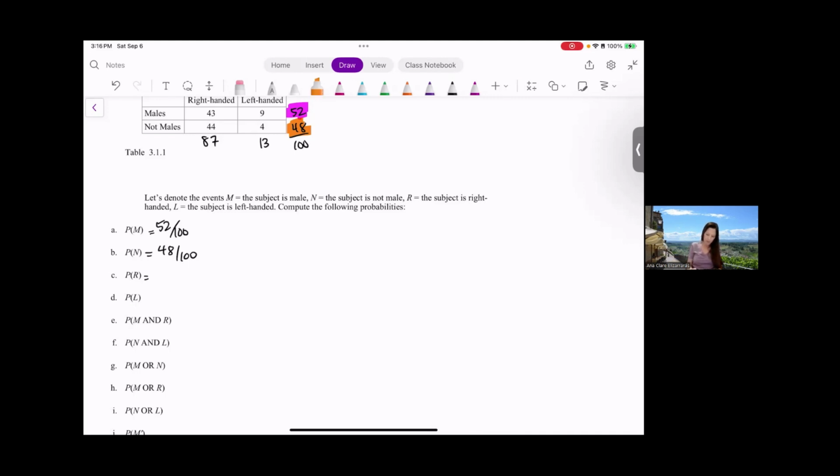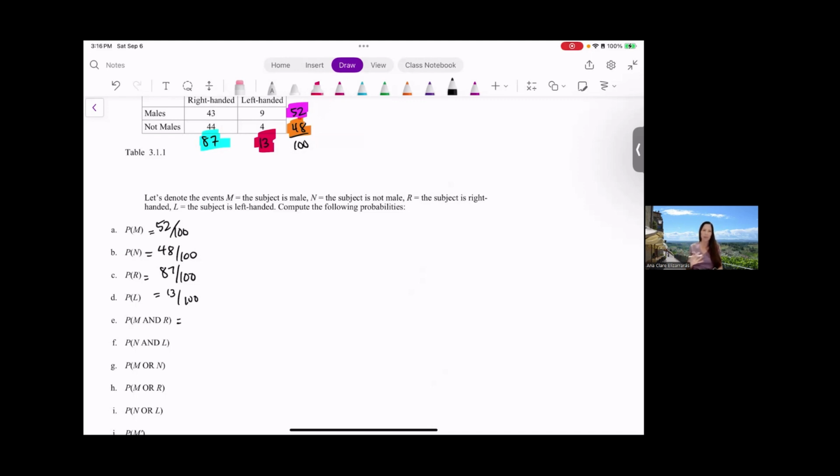The probability of right-handed is 87 out of 100. And the probability of left-handed is 13 out of 100. Left-handed and right-handed sum to 100. It's a total sample space there. Okay, let's get into some different questions.